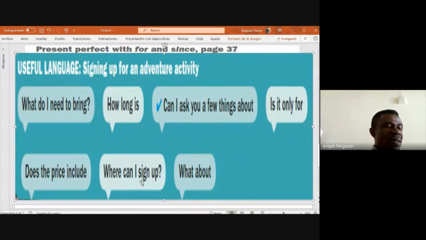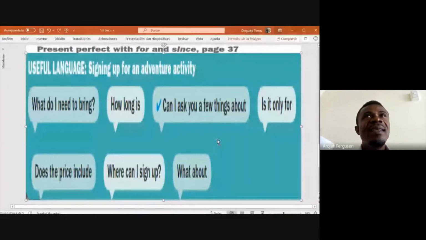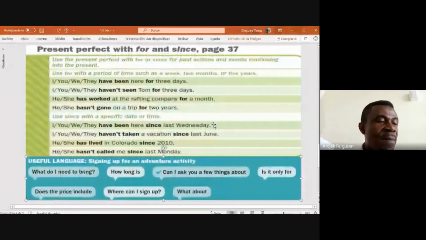Then the next one is, what about? Now, if you watch the vocabulary, I told you they are all activities we normally enjoy or normally do when we go on summer camping.